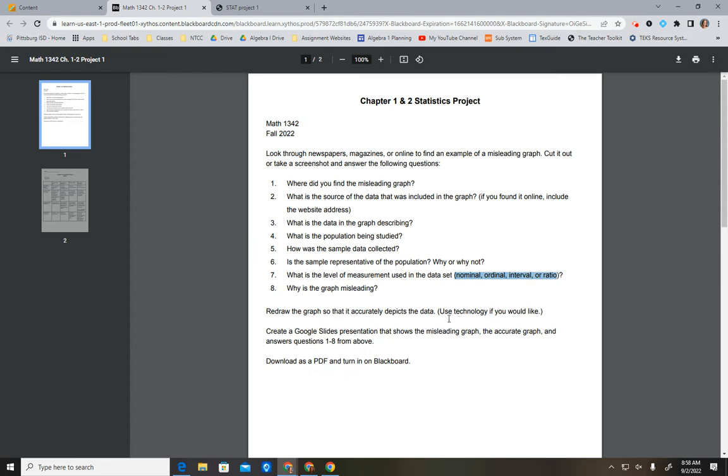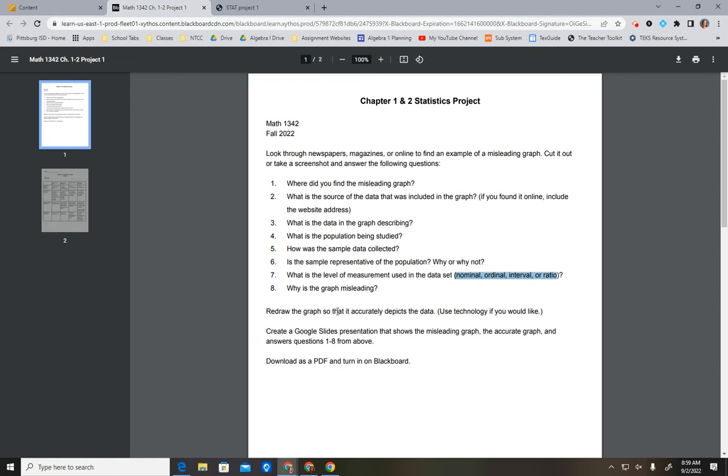If you'd like to use technology, you can, and that'll actually give you some bonus points. You can use Google Slides to create your presentation for this. You're not actually going to present it. You're just going to download it as a PDF and then upload it to Blackboard to turn it in. That way you have a page for every piece of information, like your 1 through 8 questions.